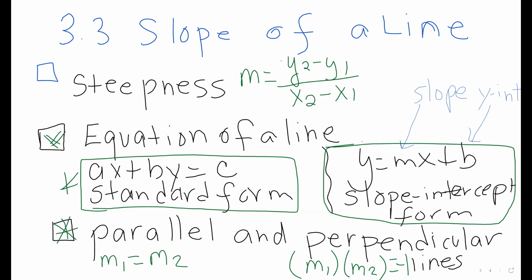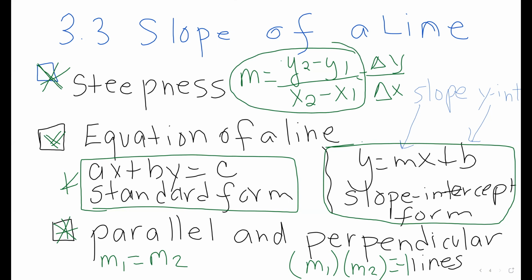So in this section 3.3, the slope of a line, we talked about the steepness of a line. That's what the slope is: how steep the line is. It's a ratio between the change in your y divided by the change in your x. And you need to make sure that you know this formula for the slope of a line. We talked about the equation of a line and how you find the slope. And primarily, if you put it in this y equals mx plus b form, the slope-intercept form, you should be able to look at it very nicely to find the slope.